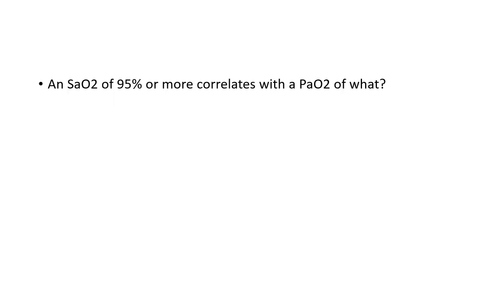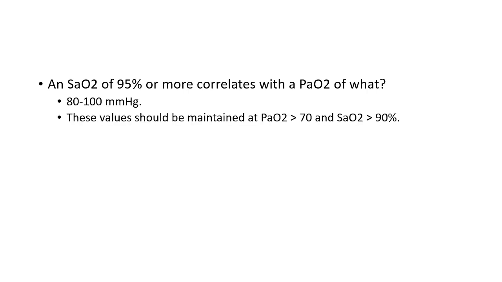An SaO2 of 95% or more correlates with a PaO2 of what? 80 to 100 millimeters of mercury. Both of these values should be maintained at a value of PaO2 greater than 70 and SaO2 greater than 90.